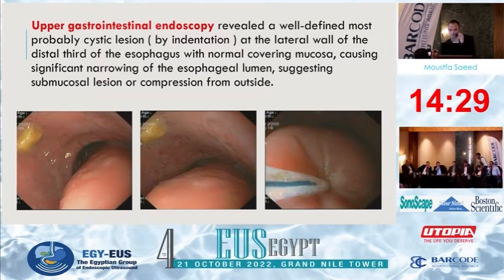Upper endoscopy was done for the patient, which revealed a well-defined, most probably cystic lesion causing indentation of the lateral wall of the distal third of the esophagus with normal overlying mucosa, causing significant narrowing of the esophageal lumen, suggesting submucosal lesion or compression from outside.